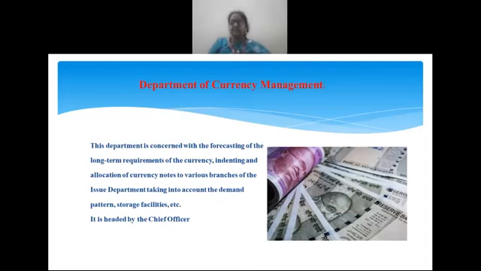The flow of cash must be in a correct manner. So this department is managing the currency. It is concerned with forecasting the long-term requirement of the currency. What is long-term requirement? After 10 years or 5 years, what may be the requirement of the person? Based on that, the currencies will be issued.